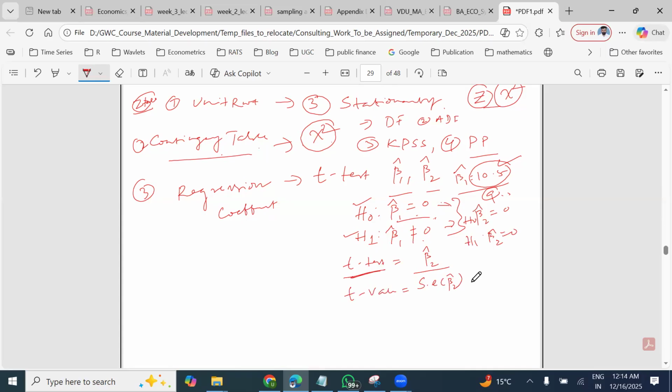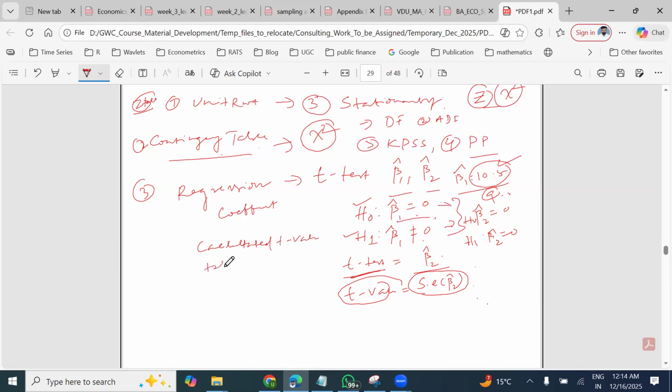Sangeeta, is it clear? Yes, sir. Standard error I just told you, no? This will be given. Beta 2 hat is also given. How will you get t of beta 2 hat? You just divide it. This is called the calculated t value.